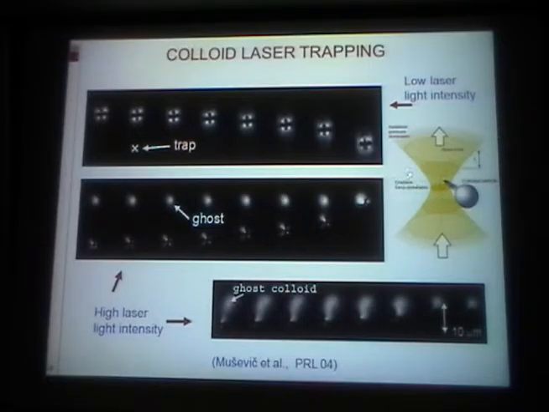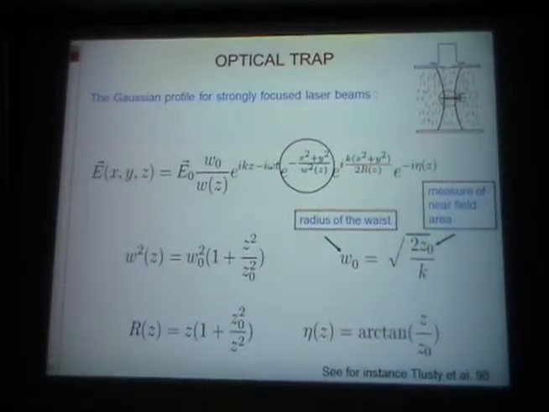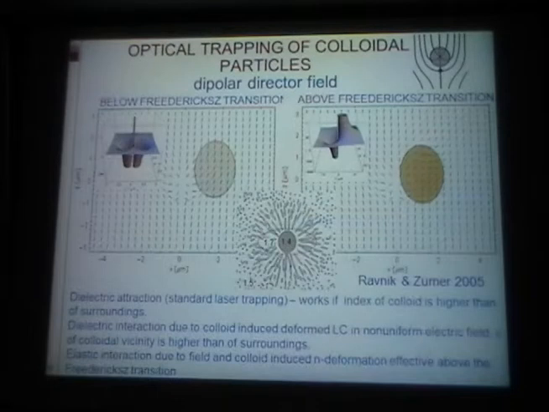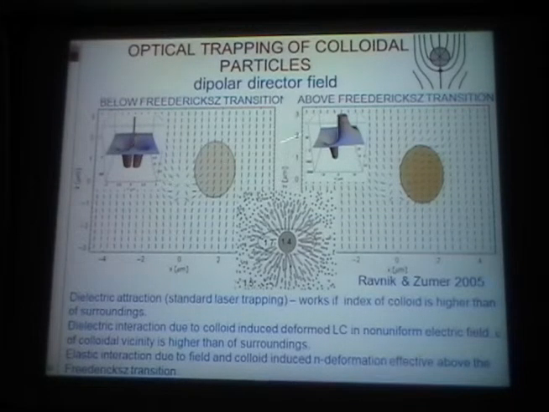Why it's attracting, then one must go into details of attraction of colloidal particles toward the laser beam. A laser beam, particularly this area with a high gradient, is the most interesting for trapping particles. But I have no time to go into these details. So there are two ways one can do this. Again, one can use the same Gaussian beam description which we had before, and then we go into more details here. Here we have added a small particle, which in this case induced a so-called dipolar director field. It has a point defect here, and the particle here, the structure is like this.